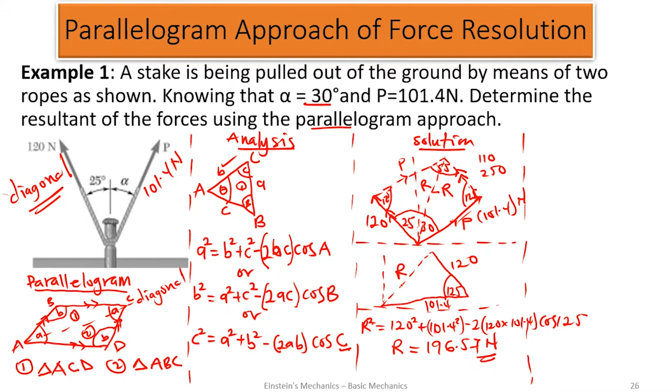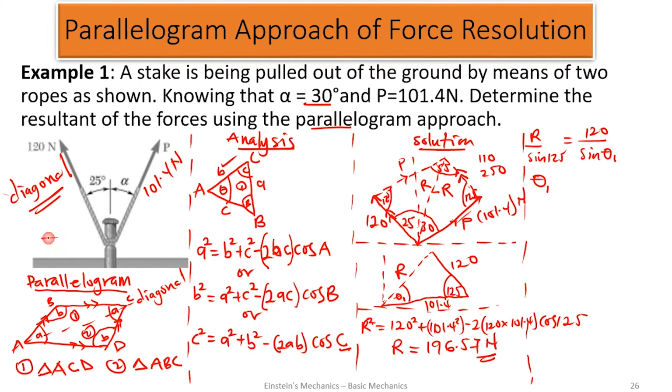If I want to find this small angle, which is theta 1, I can use the sine rule. So R over sine of the opposite angle 125 should be equal to 120 over sine theta 1. I can manipulate this to get my sine theta 1, and I will get this theta 1. Remember, if you get this theta 1, you now have an angle. What is the angle between?